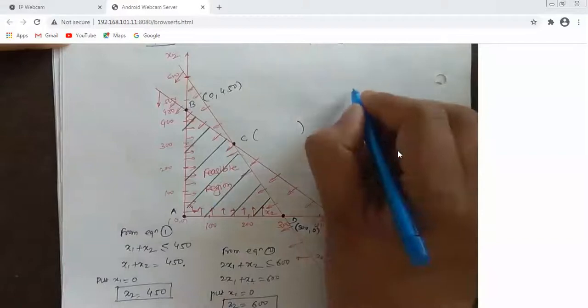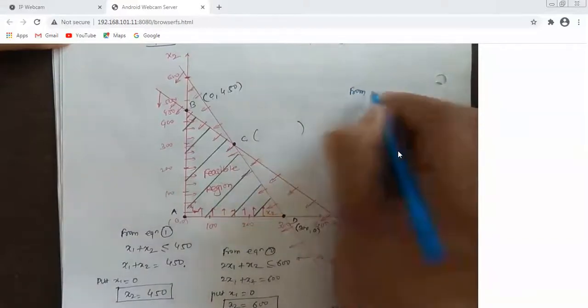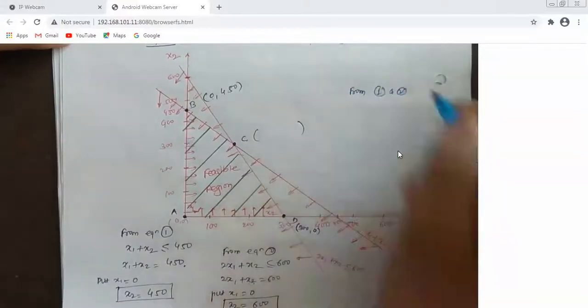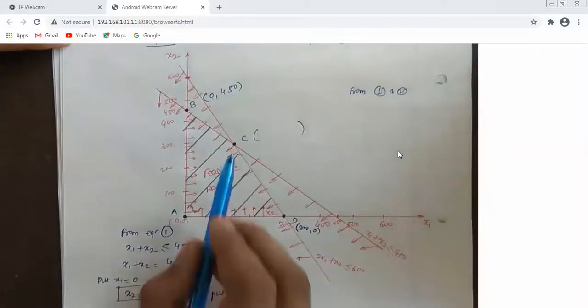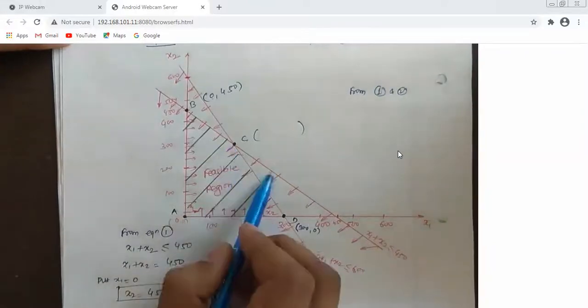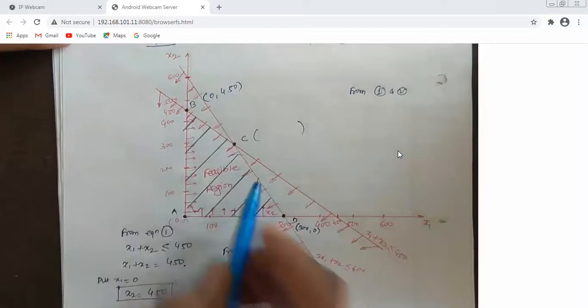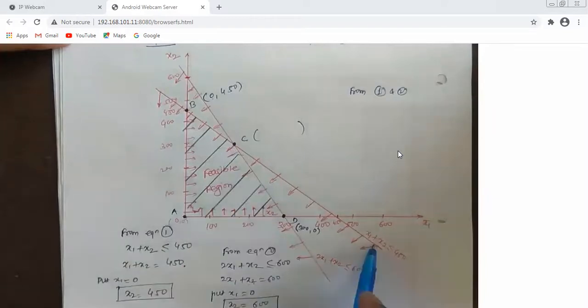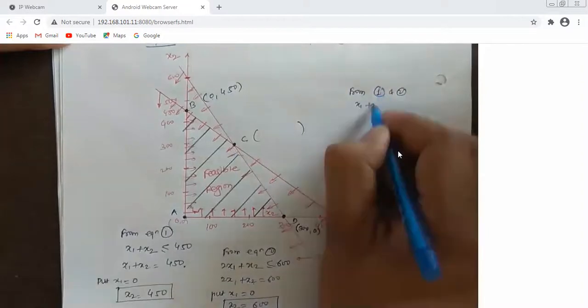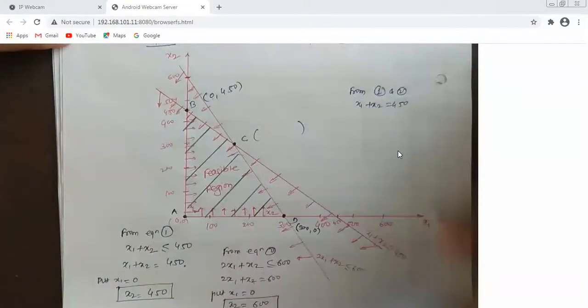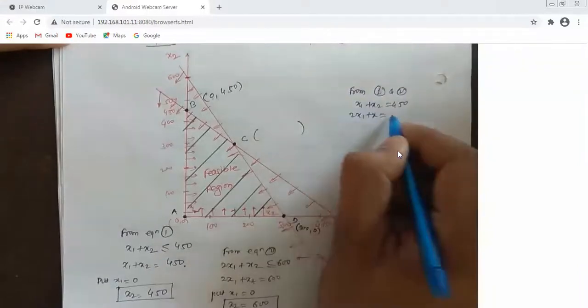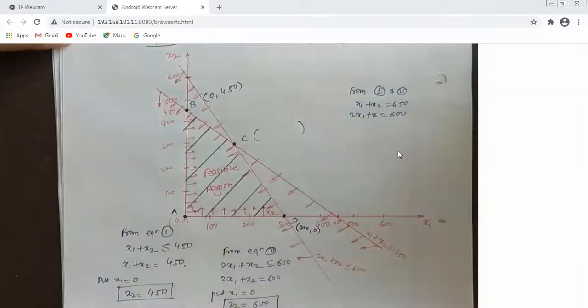From equations 1 and 2. Why 1 and 2? Because through this point, line 1 and line 2 both are passing. So what is the equation of the first line? That is x1 plus x2 is equal to 450. And what is the equation of the second line? That is 2x1 plus x2 is equal to 600. So solve these two equations simultaneously.